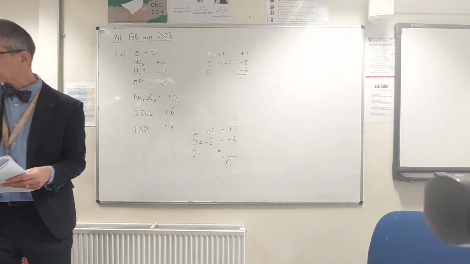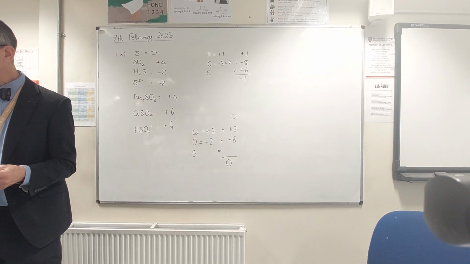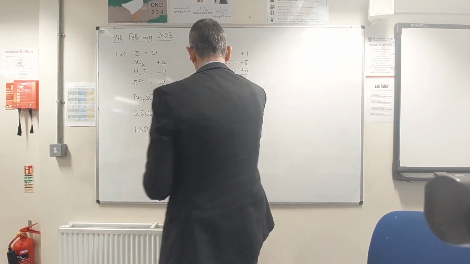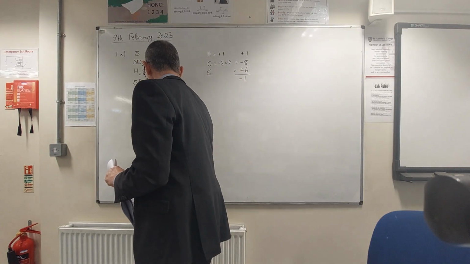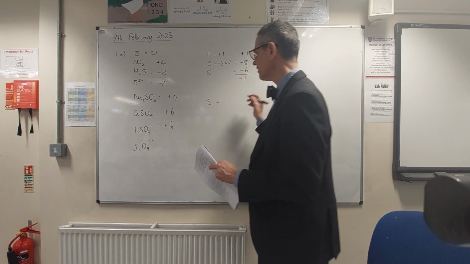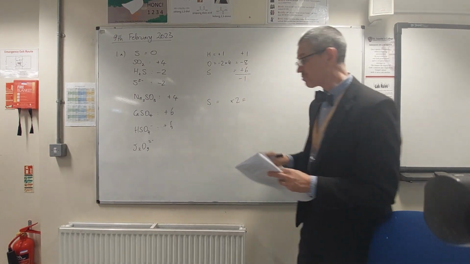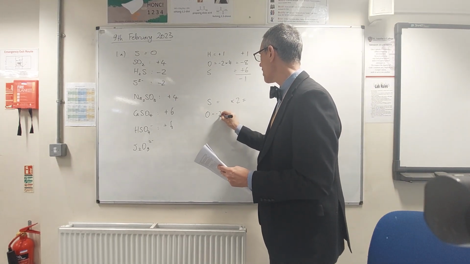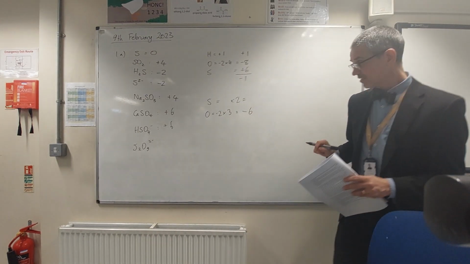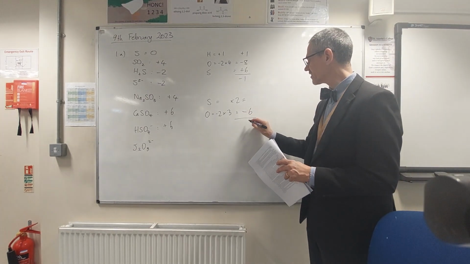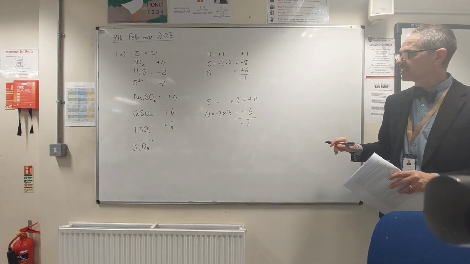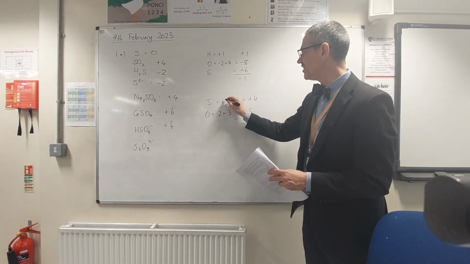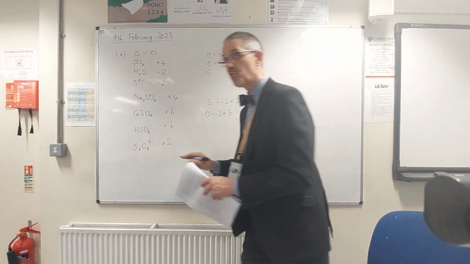And S2O3 2-, the thiosulfate ion. +2. Okay. This is an interesting one. So sulfur, we just have to bear in mind there's 2 of them. Oxygen's -2 and there's 3 of them. So oxygen in total is contributing -6. The whole thing has to add up to -2. So sulfur must be contributing +4. So each sulfur must be +2. But here's the thing.